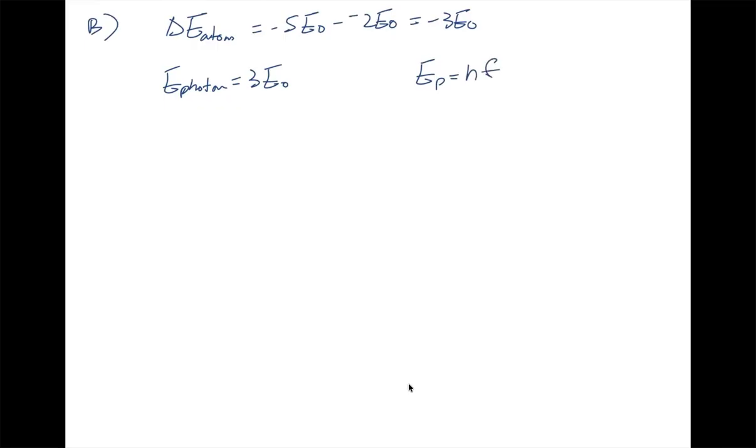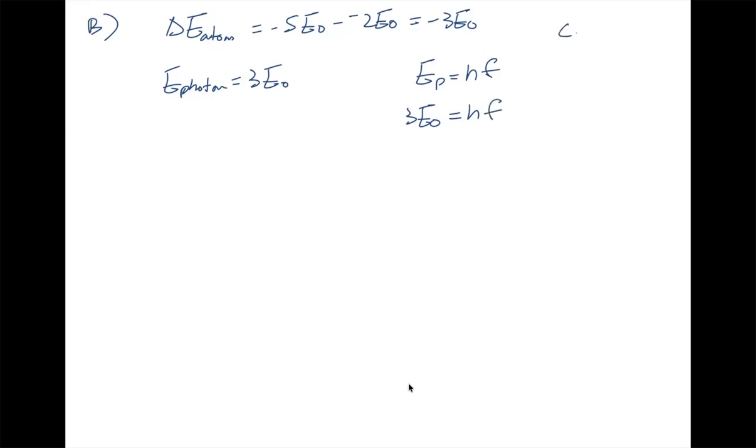The change in energy of the atom should be from negative 5 E naught as the final state minus negative 2 E naught as the initial state, which will give us a change in energy of negative 3 E naught, which means our photon, in order to conserve energy, must have an energy of 3 E naught. We know from the formula sheet that the energy of a photon is equal to Planck's constant times the frequency of that photon. And so we should have 3 E naught as the energy equal h times the frequency.